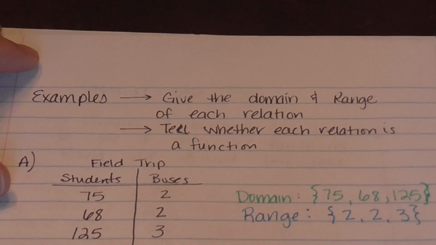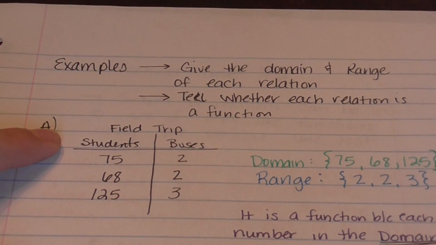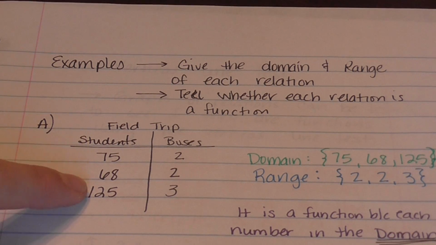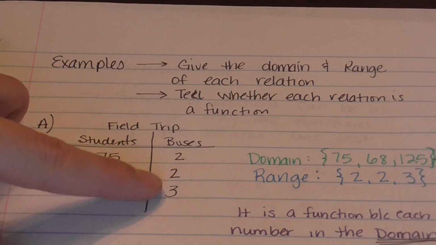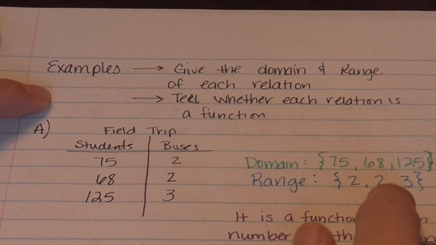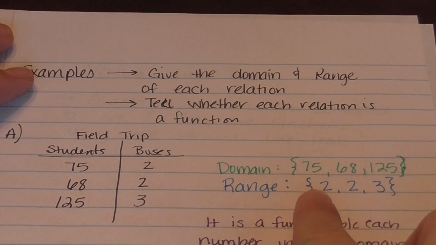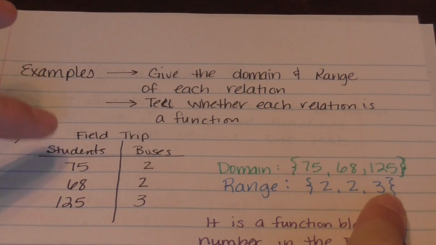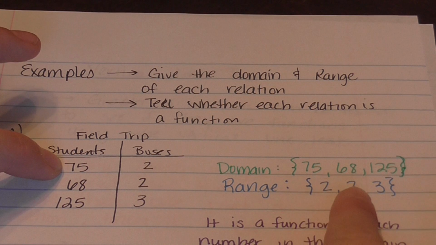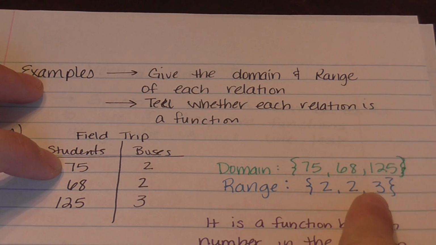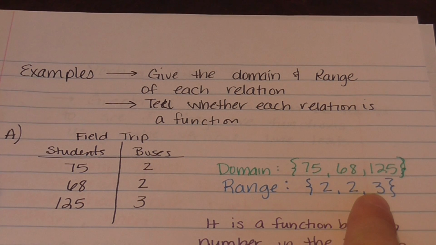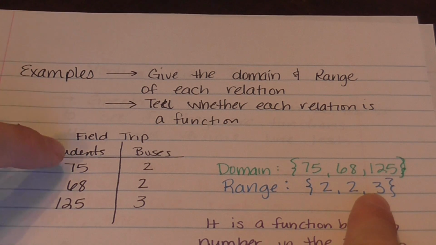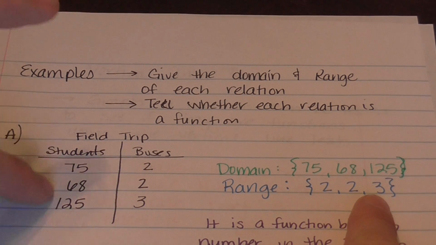So if we take a look at this first chart right here, your domain is going to be your x values and your range is going to be your y values. So 75, 68, and 105, 2, 2, and 3. Well, this one, again, the 2's, it doesn't matter that the range has numbers repeated a couple times. That's not a big deal. What matters is if the domain has the same number repeated.